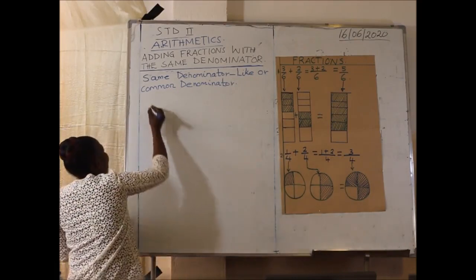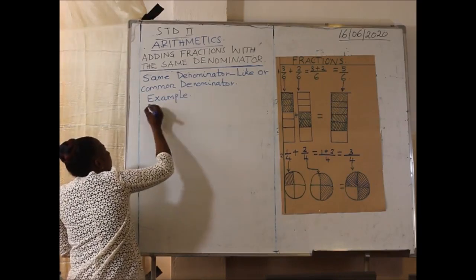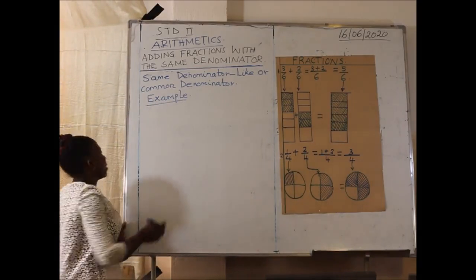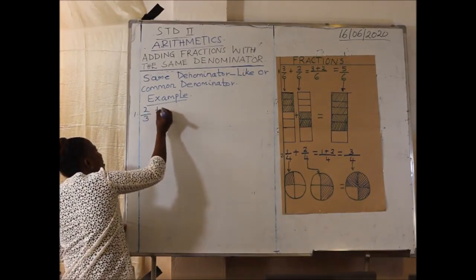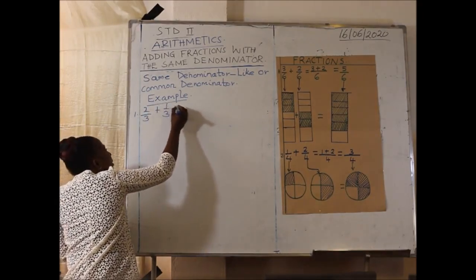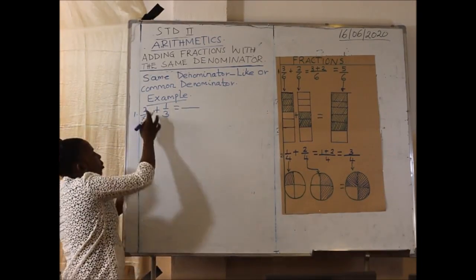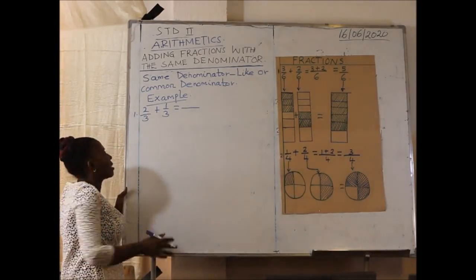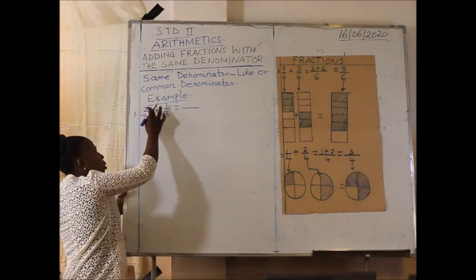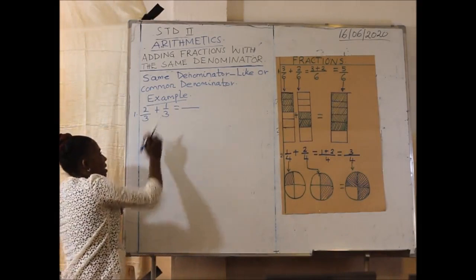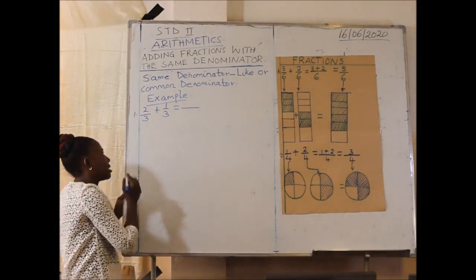For instance, that is example number 1. Maybe you are given a question like this: 2 over 3 plus 1 over 3 equals dash. Remember that the first number is 2 over 3, which means the total number of equal divided parts is 3. How many parts are shaded? 2. That is our numerator. And the second number here is 1 over 3, which means that out of 3 parts, only 1 part is shaded.